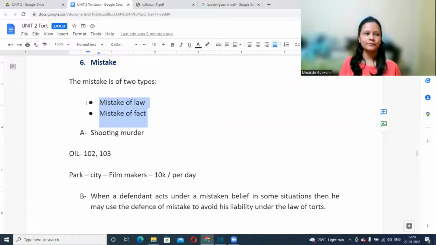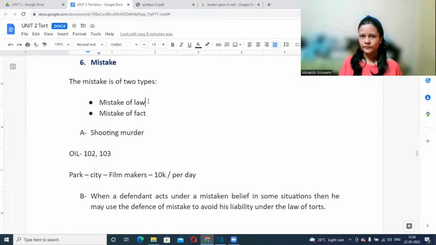Take for example, there is a notification coming in that without wearing a mask, you cannot roam outside, otherwise 500 rupees fine. You cannot say that I don't watch news and stuff, so I was not aware of it. Plus I'm also not a law student, I don't know about it, so I'm not liable. That is not an excuse. It is expected that if some law is there, some changes are there, you are expected to know about it. So mistake of law is not an excuse. It's not a defense.